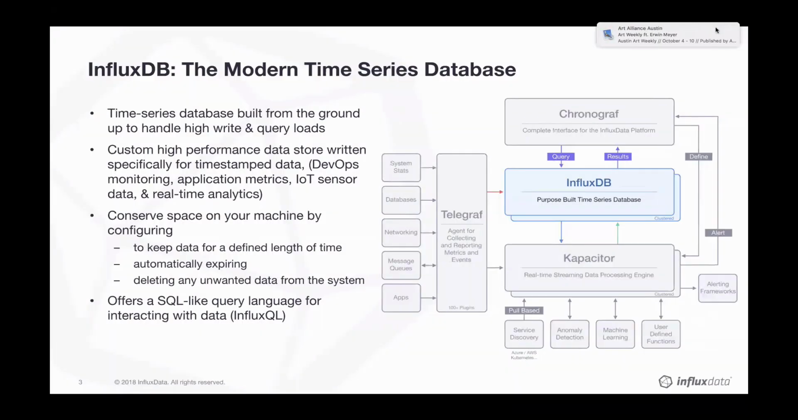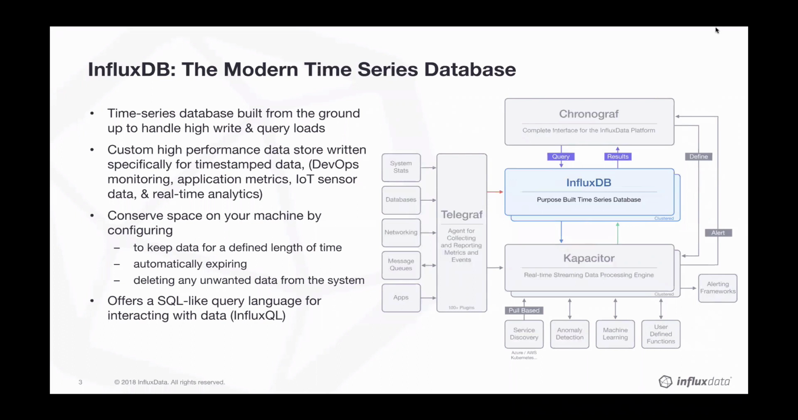So InfluxDB is a time series database, and it was built from the ground up to specifically handle really high write and query loads. This performance is specifically made to handle things like IoT data or DevOps monitoring, any data that has a timestamp attached to it, and especially data where you have an extremely high volume and you are interested in looking at it as a live stream.